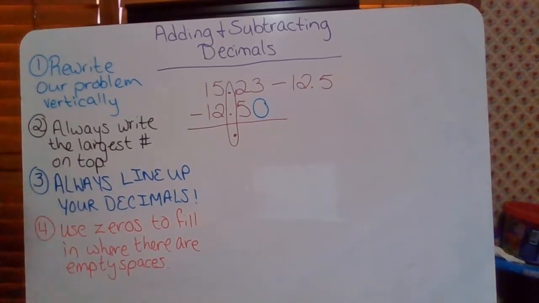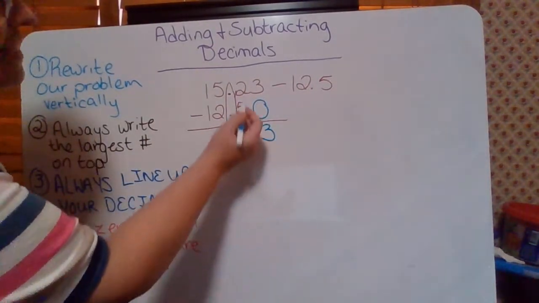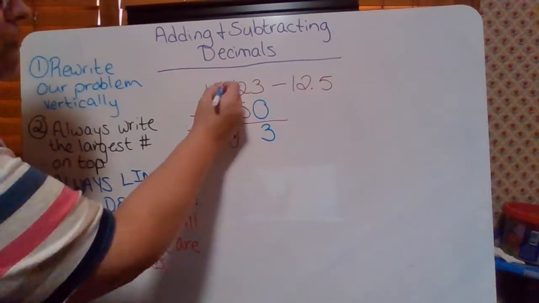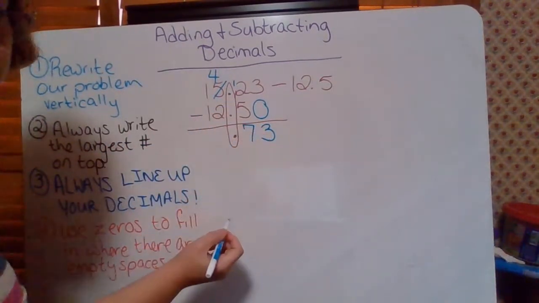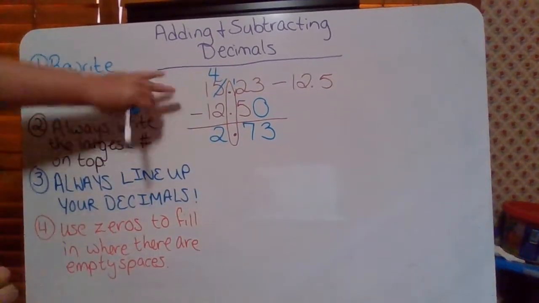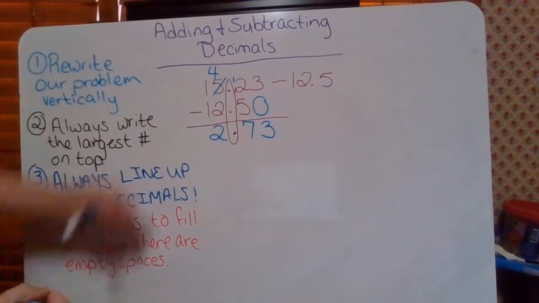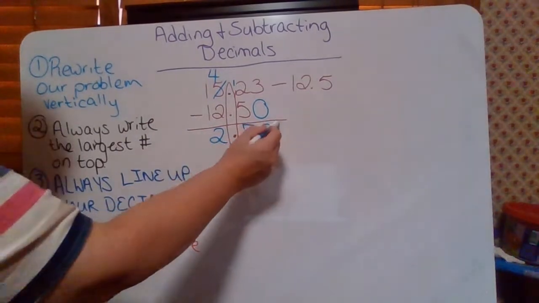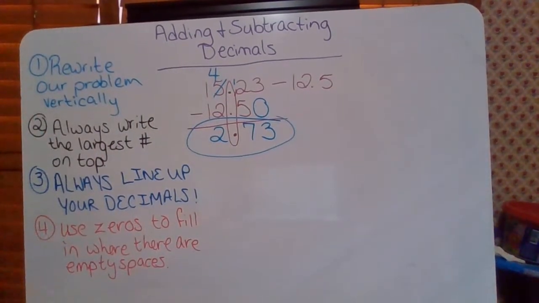Now we're going to do our subtraction. So 3 minus 0 is 3. Can I say 5 minus 2? No. So I'm going to have to make that a 12. This becomes a 4. So 12 minus 5 is 7. 4 minus 2 is 2. Now, what number is bigger, the 15 or the 12? The 15. That means my answer is positive. So my answer is 2.73. Okay?